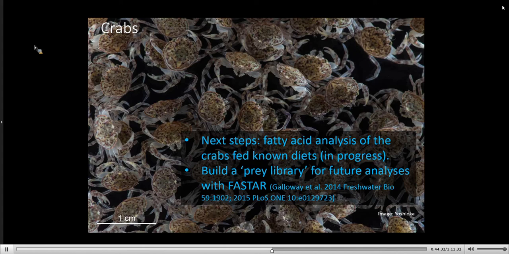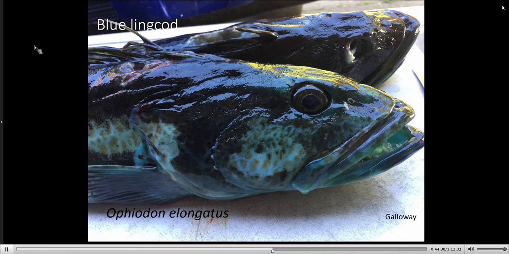Okay, so I'm going to touch on a couple of points just from this blue lingcod story. Have you guys ever had blue lingcod? Have you ever caught it?